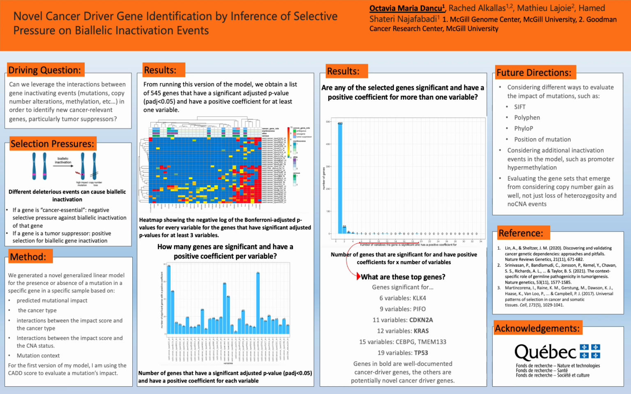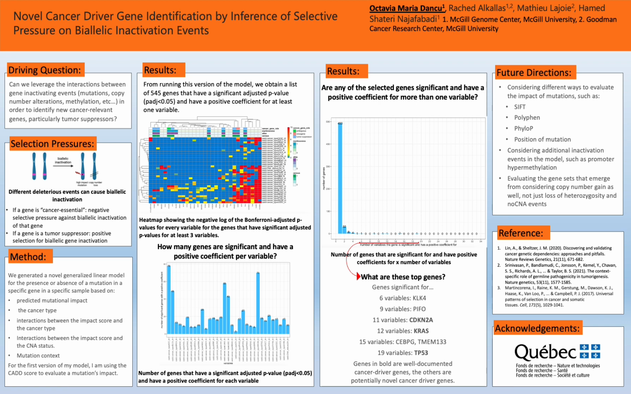We also asked ourselves, are any of the selected genes significant and have a positive coefficient for more than one variable? And we can see here from this plot that the vast majority of the genes are significant for only one variable, and that this number drops drastically as we try to see which genes have more and more variables that they are positive and significant for. But in this red bracket, we do see that there are a number of genes that are significant for many different variables.